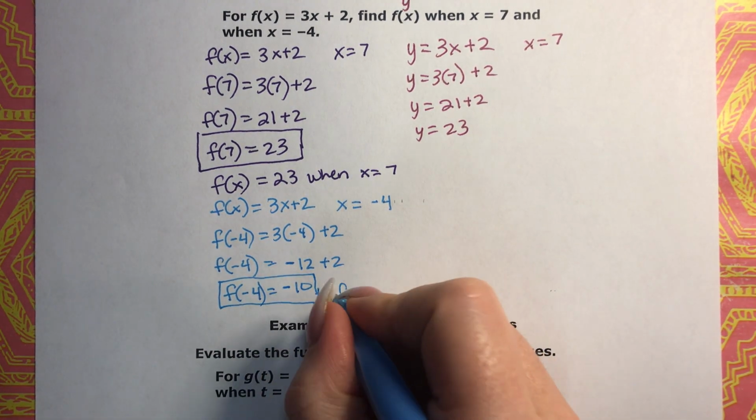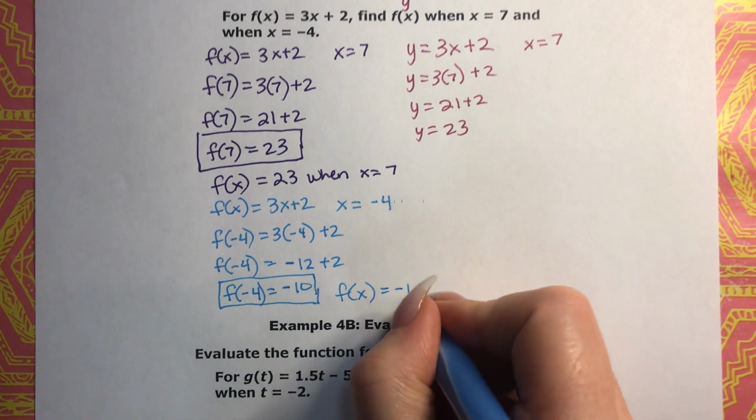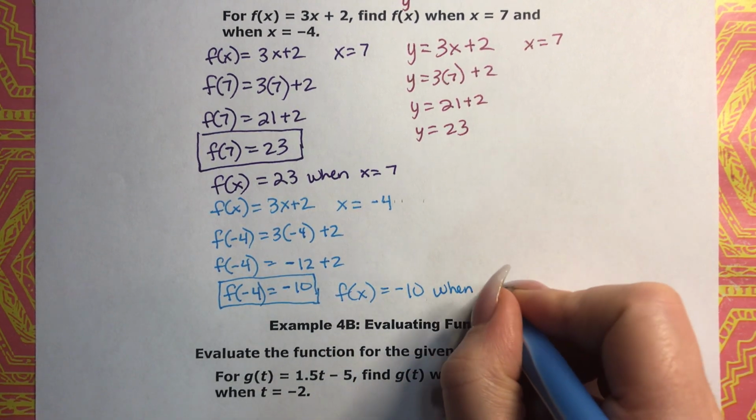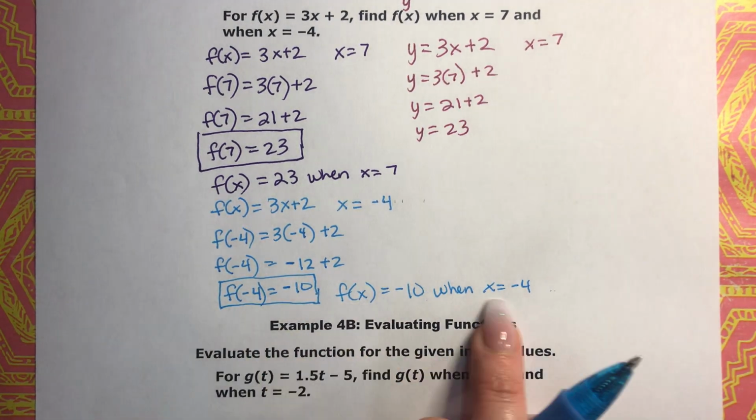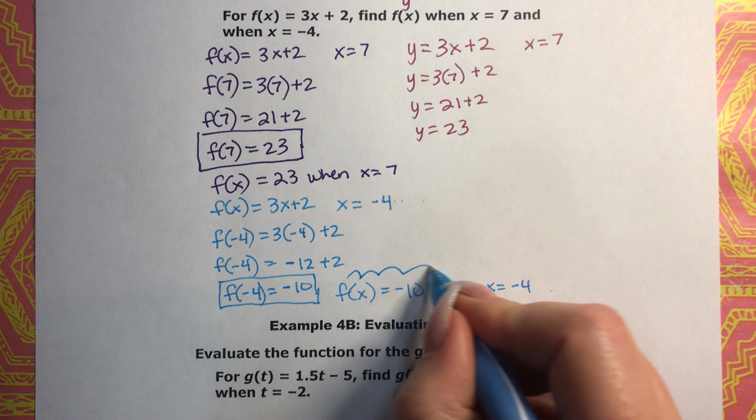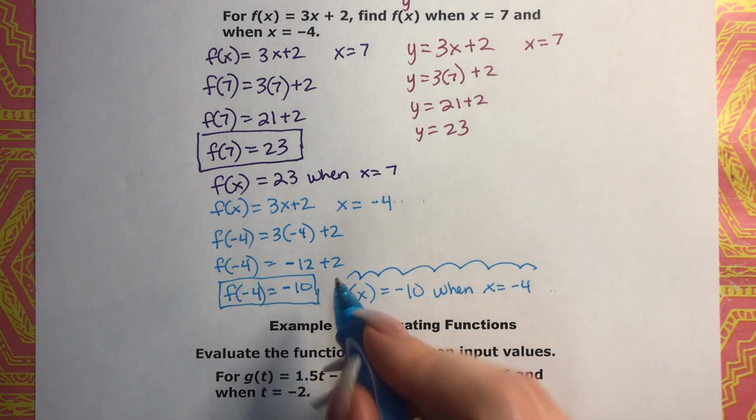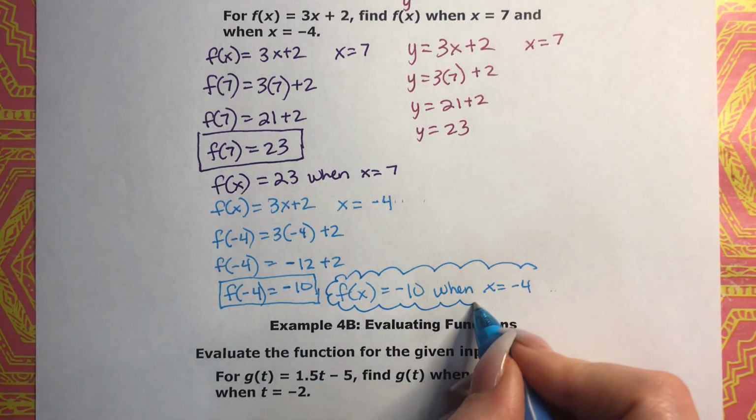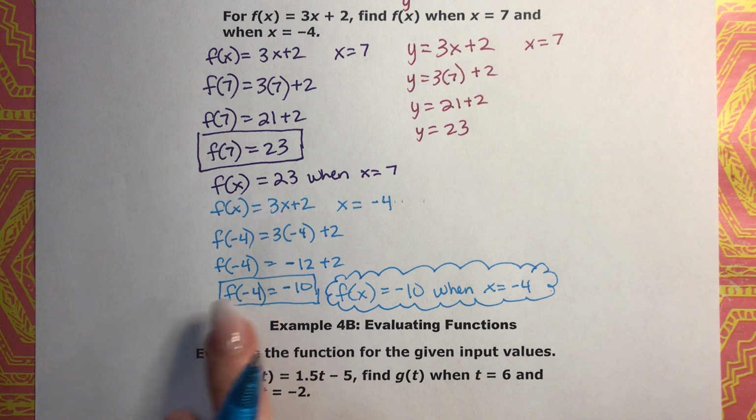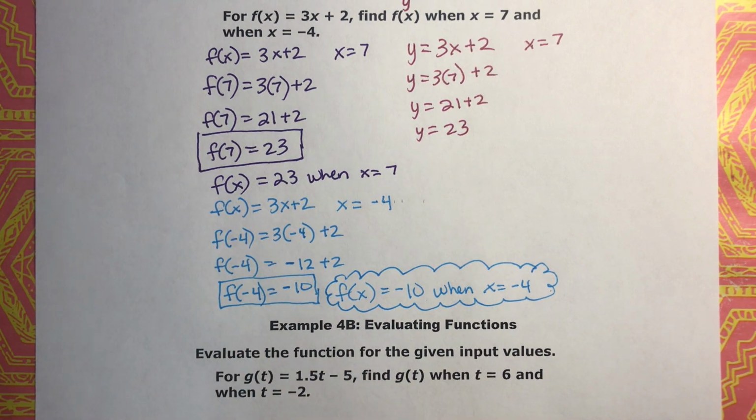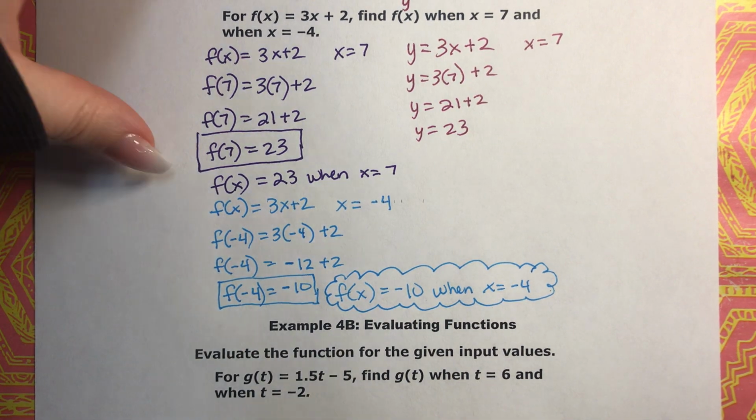Or we can say f of x is equal to negative 10 when x is equal to negative 4. So really this statement means the same thing as this. I just like writing this because it's a lot shorter and more efficient than writing all of this, because you can see f of x, right? x is equal to negative 4 because there's a negative 4 where the x is supposed to be. So when x is equal to negative 4, f of x is equal to negative 10. So there you go. That's example 4A.